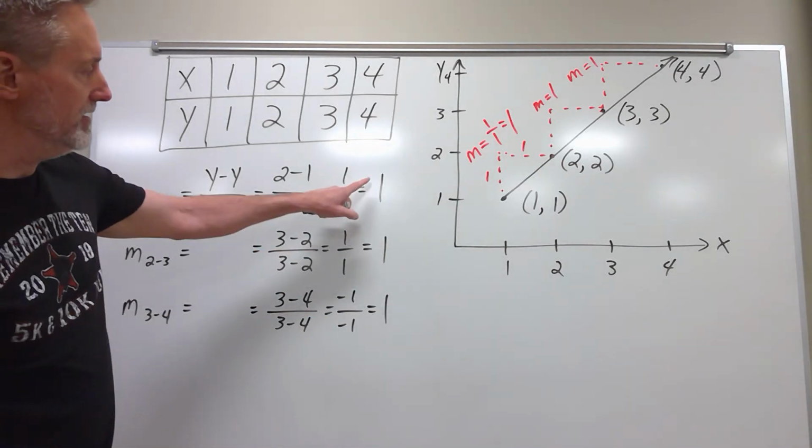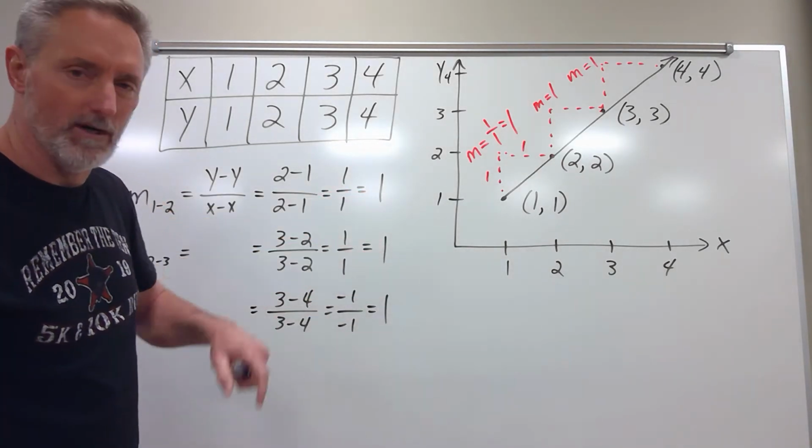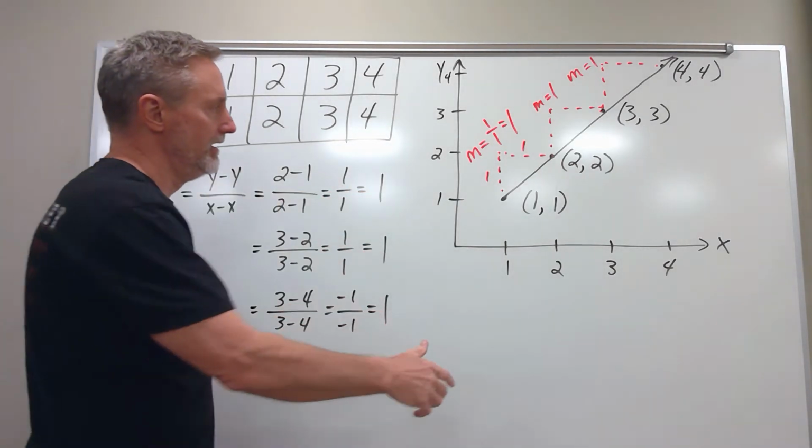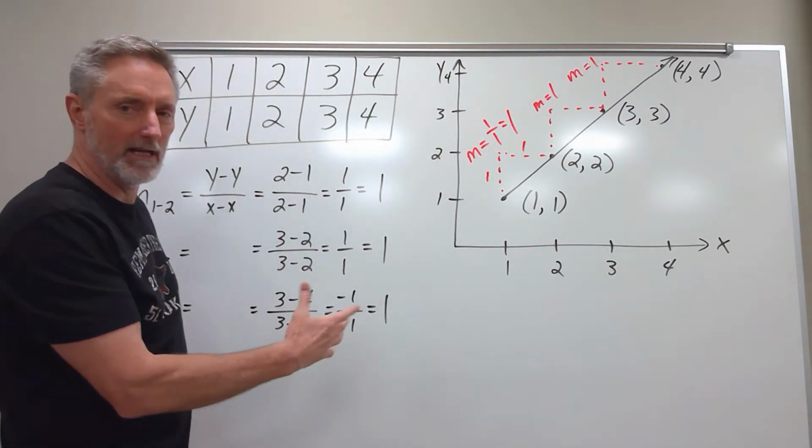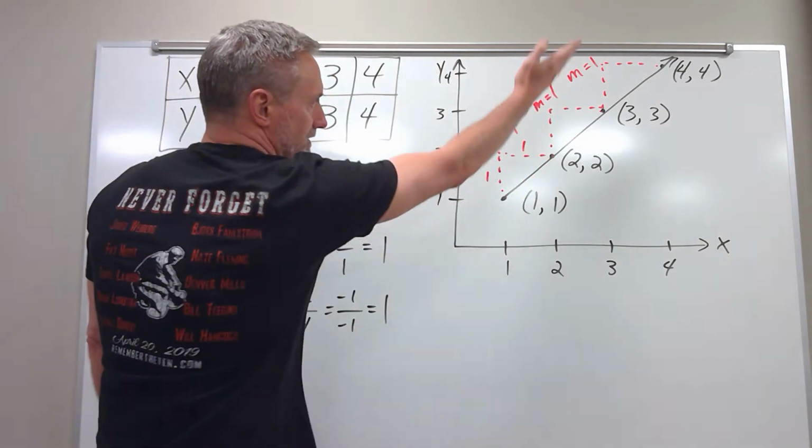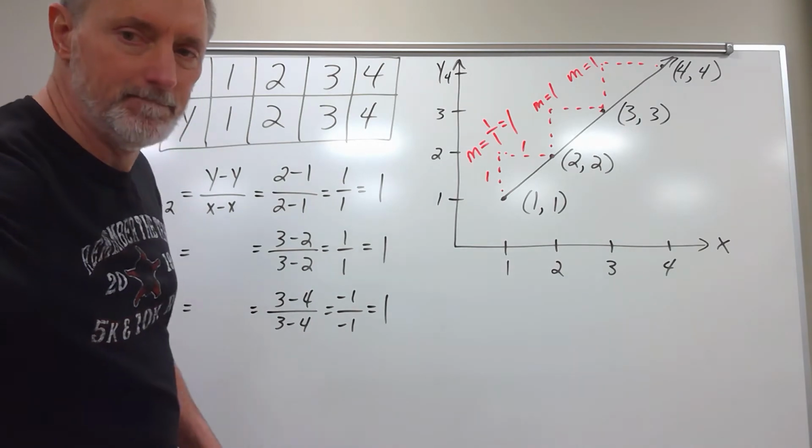All right? So slope is 1, slope is 1, slope is 1. I can say, in my head, without graphing it, that's got to be a straight line because the slope never changes.